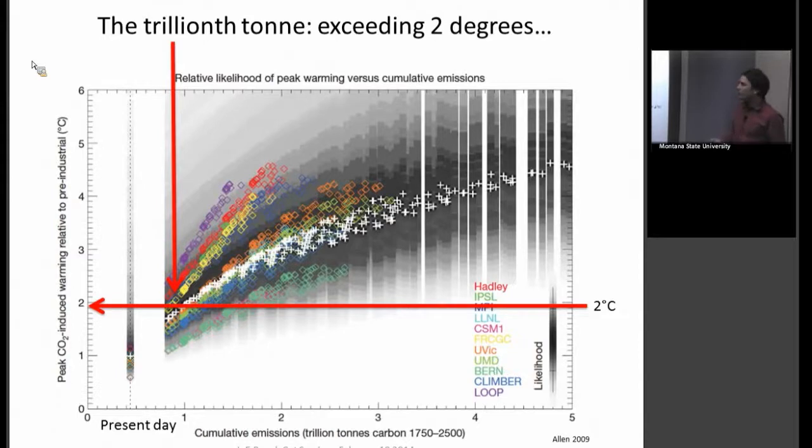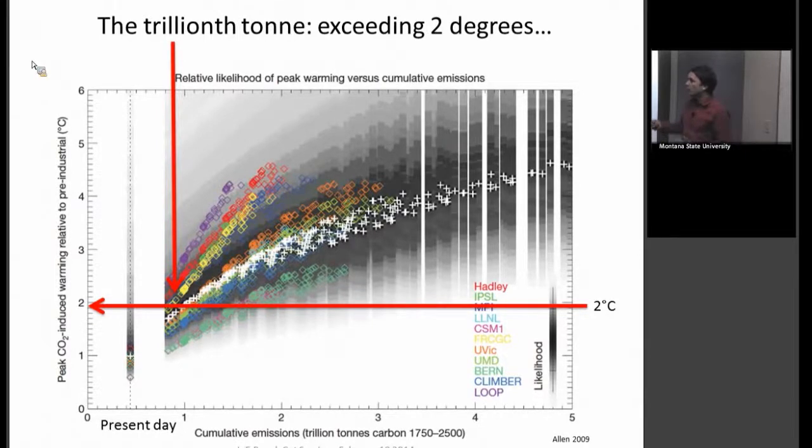And so you can see on the far right of the figure the names of the different carbon cycle models that were included. And then you can see in the different colors on the different points of the figure how much the cumulative emissions could be before the model predicts a 2 degree or greater temperature change.